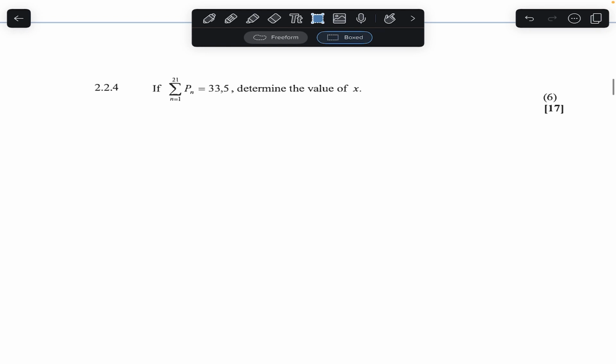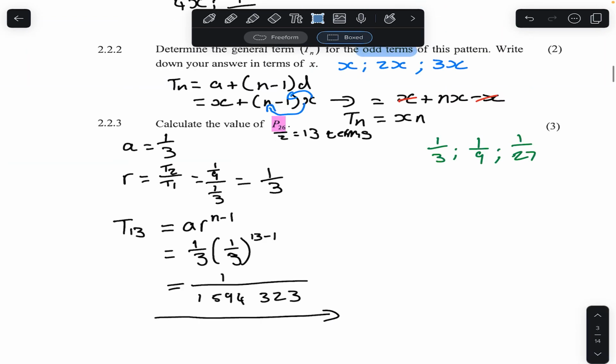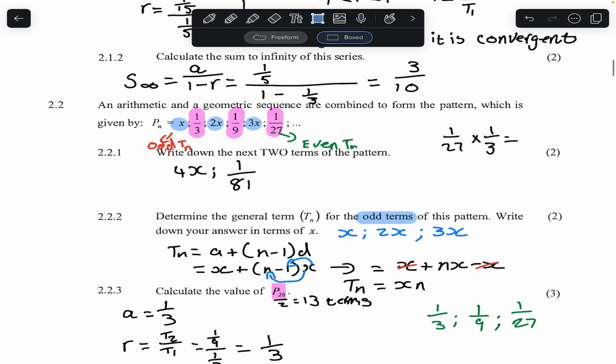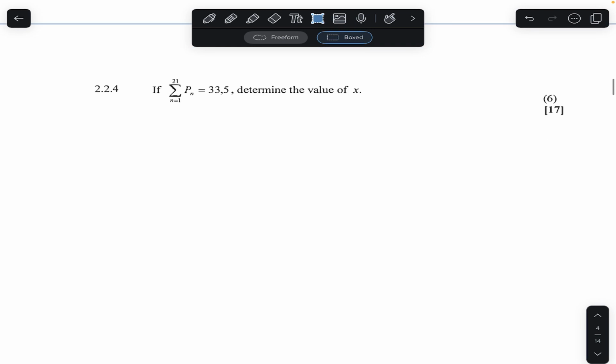So we now remember that our sequence was x, a third, 2x, a ninth, 3x, and so on and so on. The blue was my odd numbers, the pink my even numbers in terms of my sequence terms. Now, if we look at this, I need to know that in the two sequences, the sum of the two will give me 33.5. So therefore, the sum of my odd numbers plus the sum of my even numbers is going to give me that value.